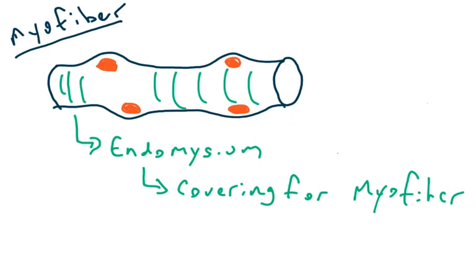We have, let's go back up here again. So again, we have the sheath of the myofiber, which is covered by the endomysium. Now, when we start looking at the basic structure of the myofiber itself, when we start looking at the interior of it, you have what's called the sarcolemma, right?